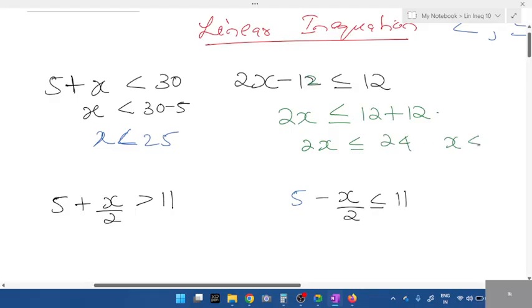When you divide, what will you get, students? What kind of number am I dividing? 2 is what? Positive or negative? Positive. If you divide by positive, the sign will not change, right? This is equal to what?